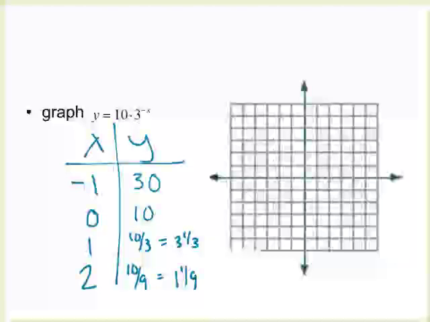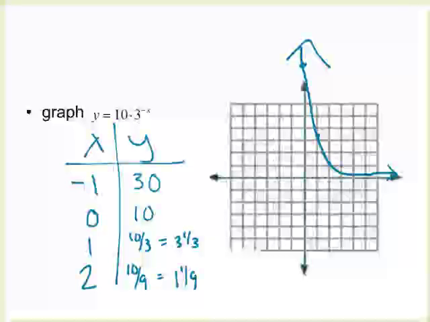So as I plot these, I'm not going to worry about plotting 30. Even 10 is kind of questionable, but I'll just throw a point somewhere up high there. And then 3 1/3, and 1 and a little bit. So did it turn out to be a decay or a growth? Decay.